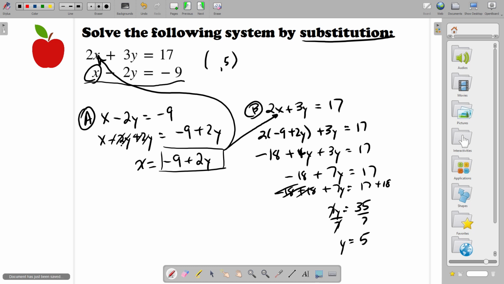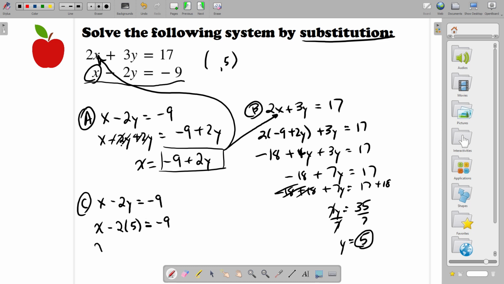In order to find the x, we go back to either equation. It does not matter which one. Since this one has smaller numbers, I'm going to use it. X minus 2y equals -9. And you notice I always start off with what I'm going to be working with. So I'm working with that equation. Now I'm going to take the 5 and plug it right in here for y. I get x minus 2 times 5 equals -9. X minus 10 equals -9.